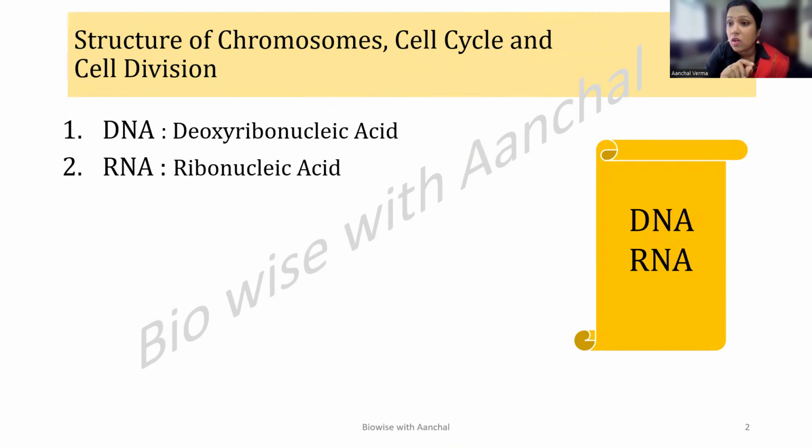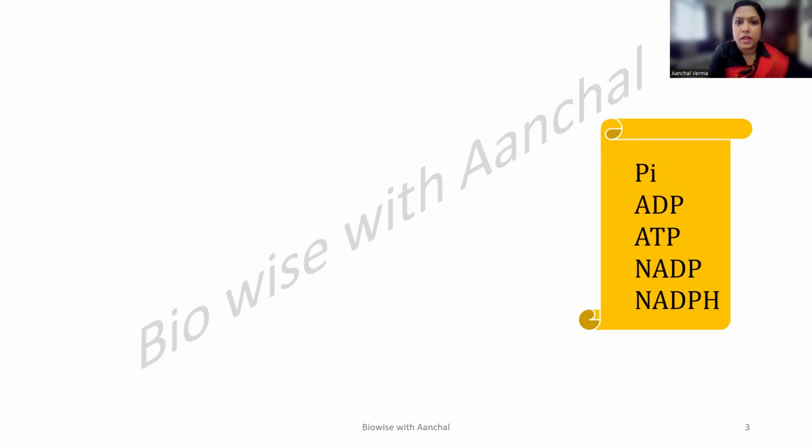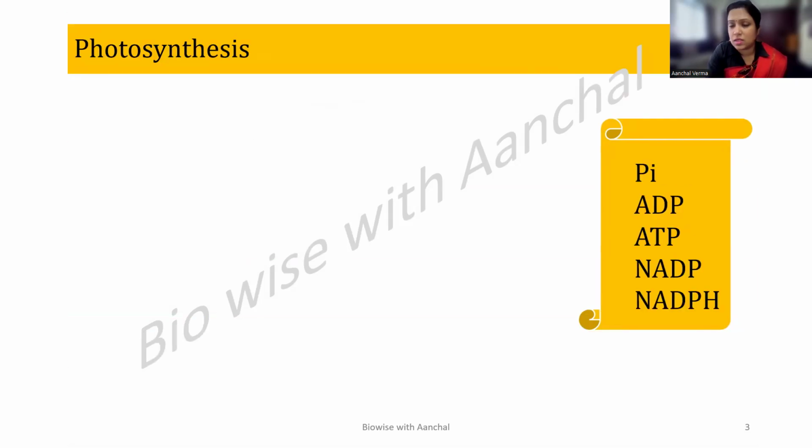See here, deoxyribonucleic acid. It is DE, not DI. If it is DI, then it becomes 2, di. But here it is deoxy. Oxygen is absent in the ribose sugar of DNA. So it is deoxyribonucleic acid and ribonucleic acid. Next chapter, that is photosynthesis. In the other chapters, the abbreviations are not there, so I've not included them.